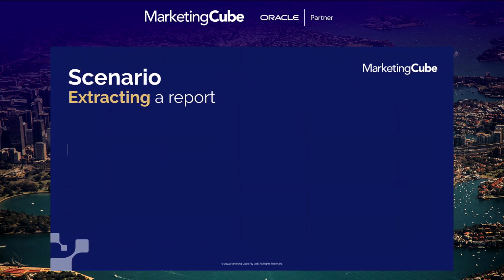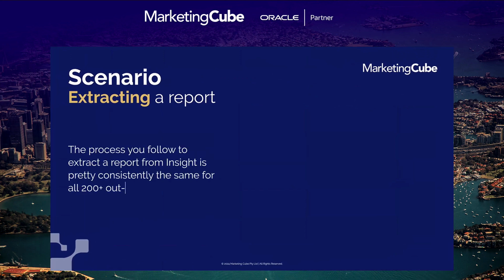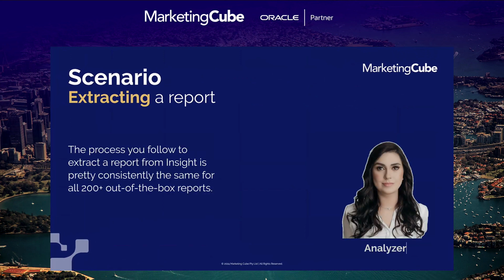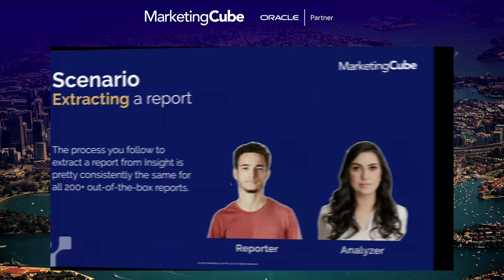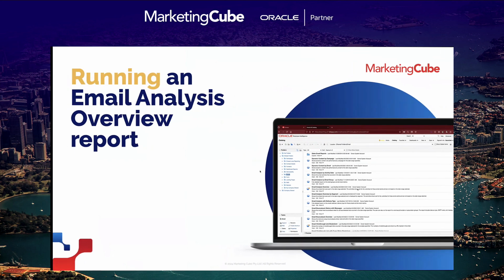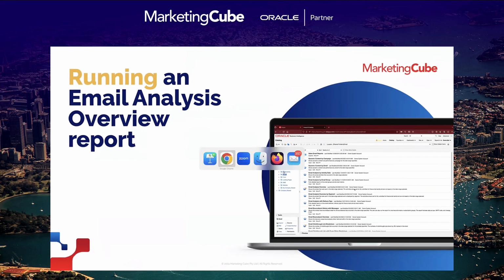Okay, so we're going to extract a report. And the reason I'm only showing you one is time. It's probably the main factor, but it's pretty consistent. So it's really relevant. Once you've extracted a single report, you'll be able to extract probably 200 plus reports. And this is something that both the reporter user and the analyzer can do, and it's done the same way. There's no difference. All right, so let's jump in and have a look at what that looks like.